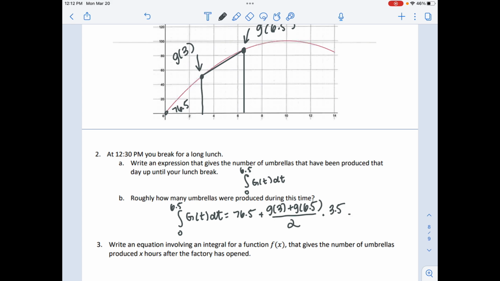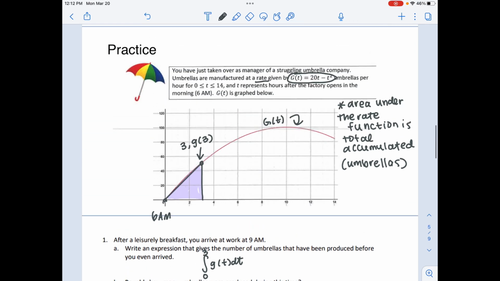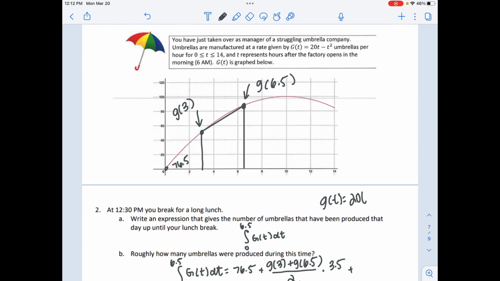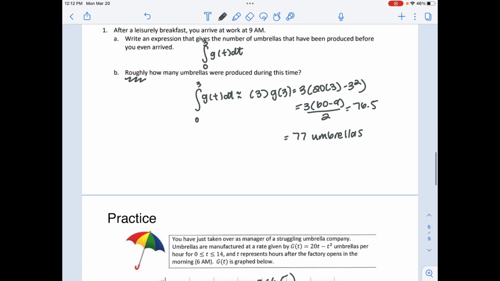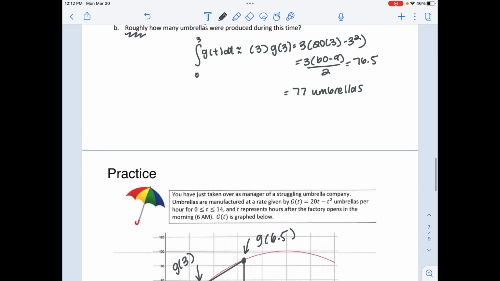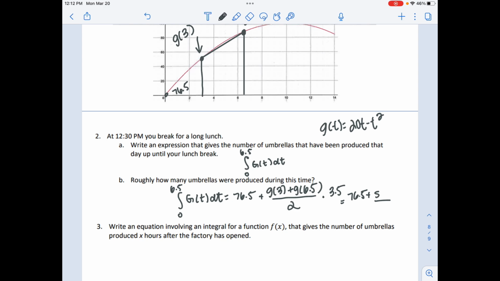And then I would just plug that into my g of t function that I found. The g of t function is, sorry, I forgot what it was. Oh, it was right there. 20t minus t squared. So I would just plug in those values. So 76.5 plus, g of 3, I figured out last time, was 51 in the last problem. So that's 51 plus, I'm kind of running out of space, but 20 times 6.5 minus 6.5 squared. And then I will divide all of that by 2 and multiply by 3.5.